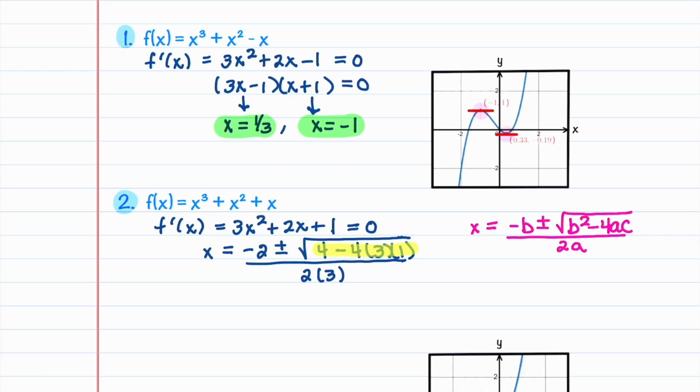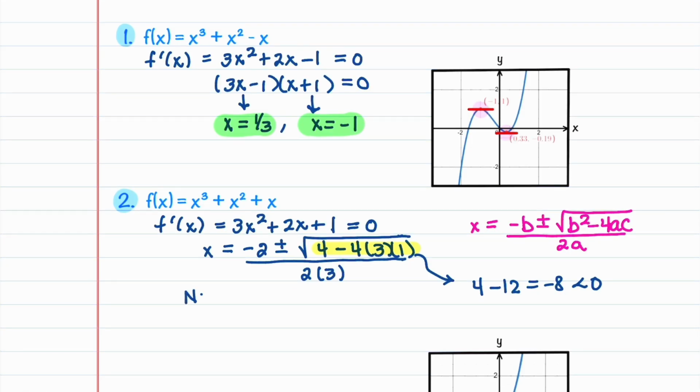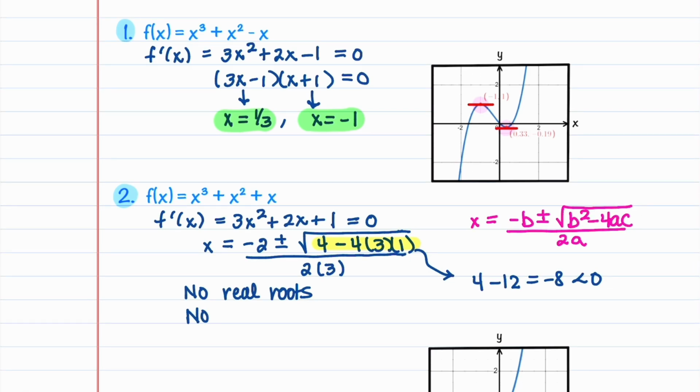Let's look at this part right here. That is equal to 4 minus 12, which is minus 8, and that is less than 0. So this tells us that we have no real roots. And whenever we have no real roots, we have no critical numbers.